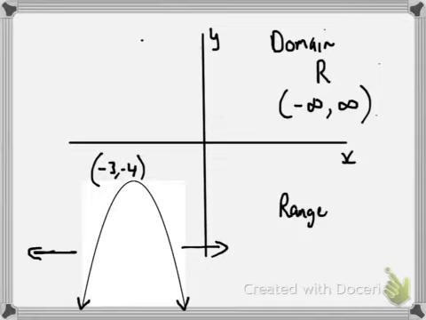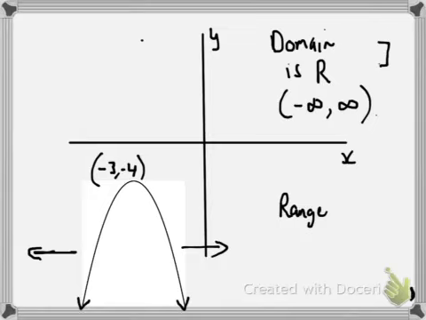Curved brackets means you don't include the values, square brackets means you do. Now, infinity is not defined as such. So whenever we're dealing with infinity, we do not have the square brackets, we always have the curved brackets. Okay, so when we're doing our domain there, the domain is R, or it can be defined as negative infinity to infinity. The range here, if we look at the y values it covers.